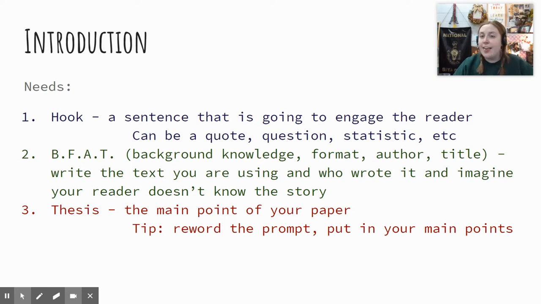Your second thing that you will need in your introduction is what we call the BFAT section. It's an acronym. It stands for background knowledge, format, author, and title. This is where you write the text that you're using, who wrote it, and imagine the reader doesn't know the story. This typically takes up about two to four sentences in your introduction. Your first sentence is your hook. Your second through fourth or fifth sentences is your BFAT. And then your last sentence is your thesis.